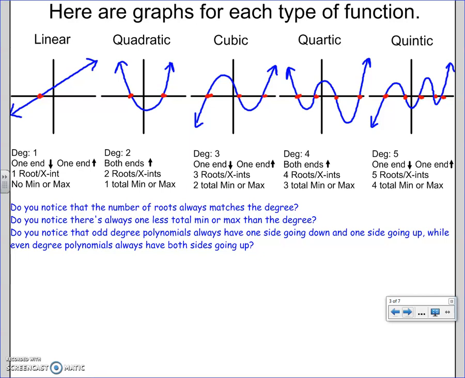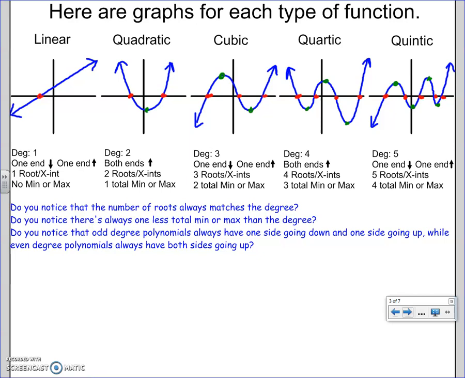Alright, what else? Did you notice that there's always 1 less total minimum and maximum than the degree? Linear's degree is 1, there are 0 minimums and 0 maximums. Quadratic, degree is 2, you subtract 1 from that. There's 1 max or min, depending on whether the U is flipped or not. For a cubic, there are 2 maxes and mins together. Here's 1 maximum, here's 1 minimum. For quartic, degree 4, you subtract 1 to get 3 maxes and mins together. So there are 2 minimums in this case, and 1 maximum. For quintic, degree is 5, subtract 1 is 4. So there are 4 mins and maxes: 2 maxes and 2 minimums for 4 total. And here's the one for the quadratic.